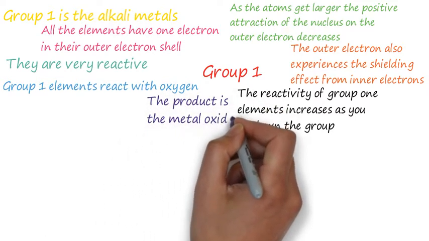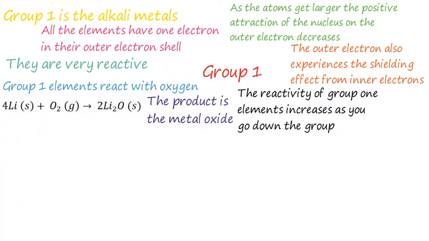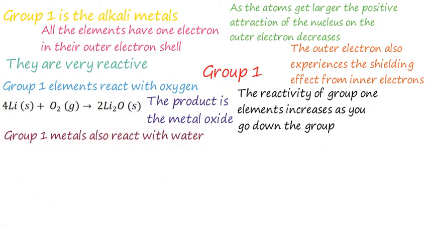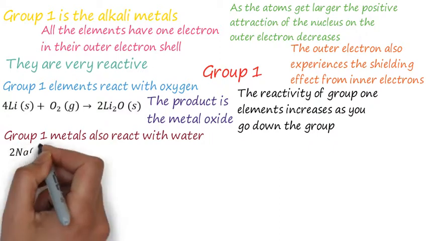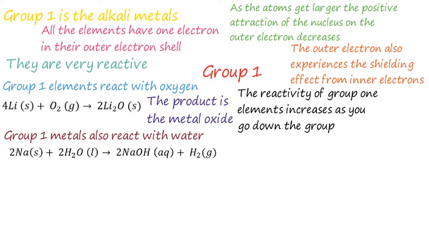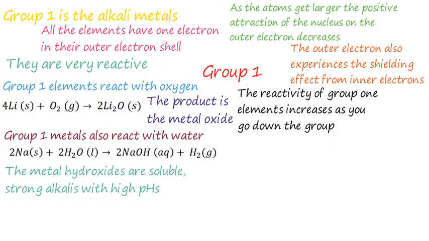When these elements react with oxygen, the product is the metal oxide. For example, lithium reacts with oxygen, producing lithium oxide. These reactions are vigorous. The group 1 metals also react with water. The first 3 elements, lithium, sodium, potassium, all react vigorously with water. In these reactions, a metal hydroxide and hydrogen are formed. For example, sodium reacts with water to produce sodium hydroxide and hydrogen gas.